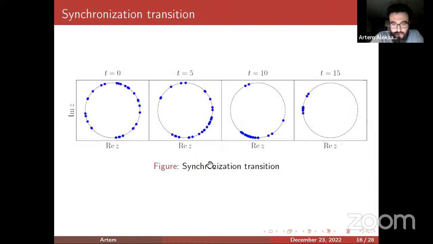On this slide, you can see the synchronization transition. We start from a set of points on the unit circle, and during the evolution in time, all the points go to one point that moves on the unit circle. It is the synchronization transition. It is a phenomenon that is described by the Kuramoto model.